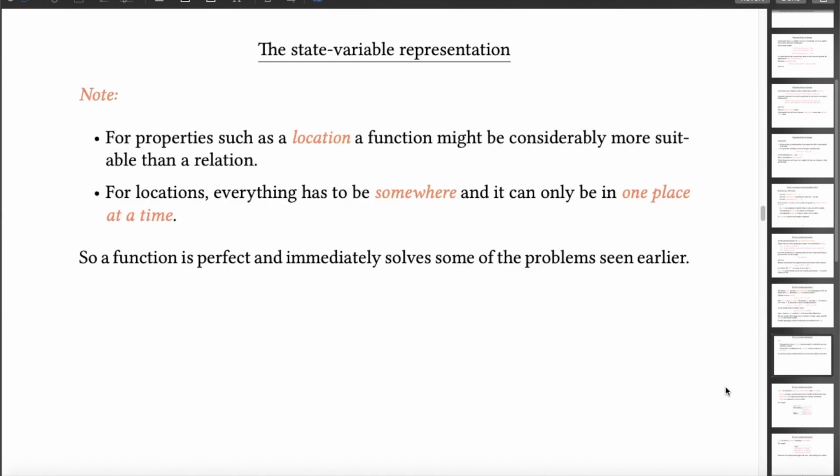So that's quite nice, and it actually immediately solves some of the problems that we saw with the idea of converting things to a SAT problem. Because if we're talking about something like location, a function may actually be a very suitable thing to use, because the location of something acts very much like a function. Everything has to be somewhere, and everything can only be in one place at a time. And seeing as functions are defined for all parameters, and they have a single value, that's a perfect way of setting this up.